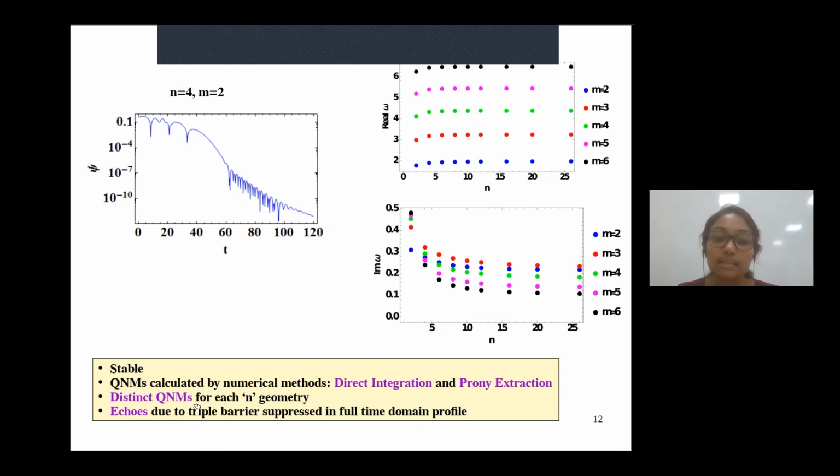These distinct QNM sets have been observed for the different geometries, and echoes are not observed in this case because they are suppressed. Even though it is a triple barrier potential, these echoes get suppressed in the full time domain profile, and so we can't see them directly.